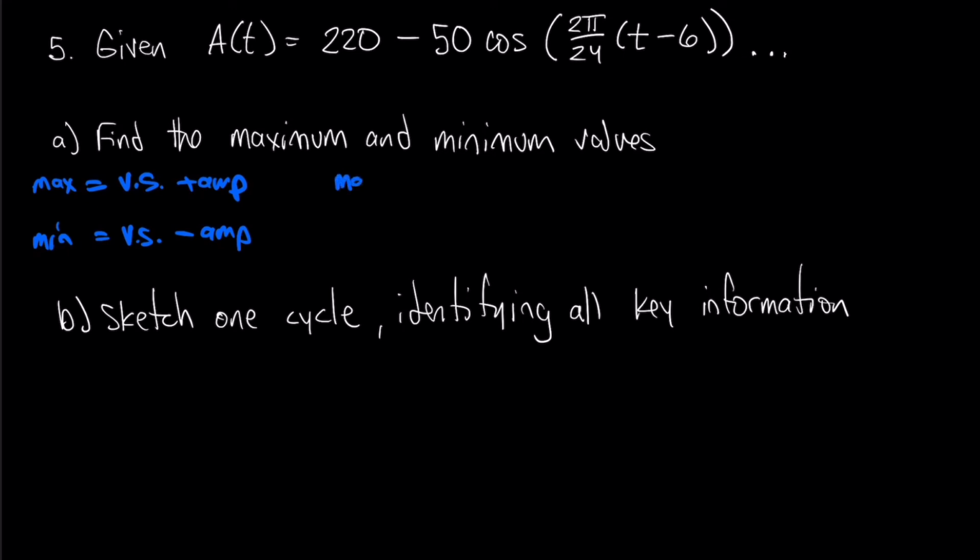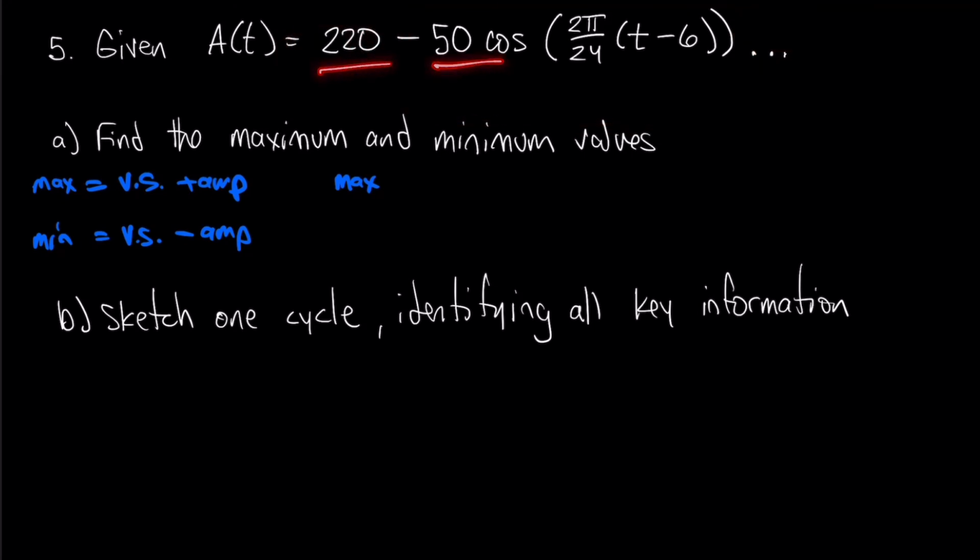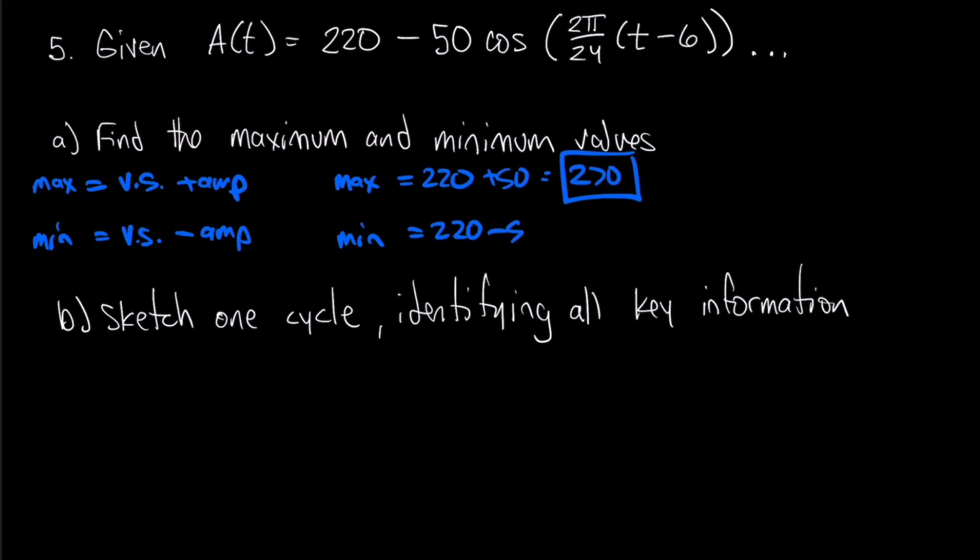The maximum is your vertical shift. We talked about it also in the last problem. They put it first here. You could tack this on the end as a plus 220, but this is kind of a common notation. So vertical shift is 220. Amplitude is 50. 220 plus 50 is 270. There's my max. My min, 220 minus 50. What's that? 170.